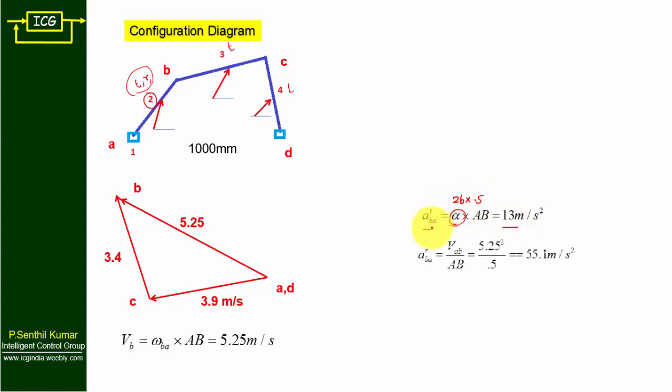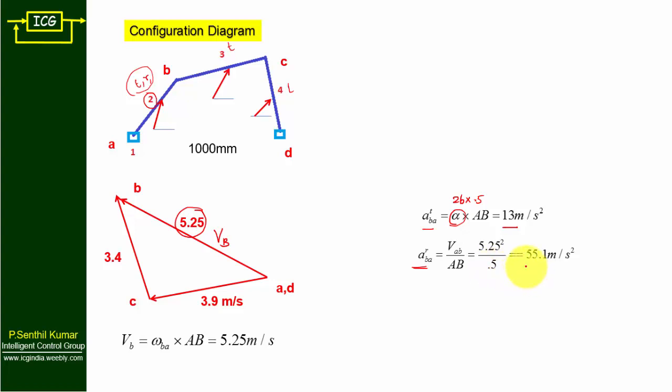Then what is the formula for the radial component? The radial component is equal to the velocity of that corresponding link squared divided by the corresponding link length. The velocity of AB is known. So velocity of AB, velocity B, is 5.25. 5.25 squared divided by AB length 0.5.